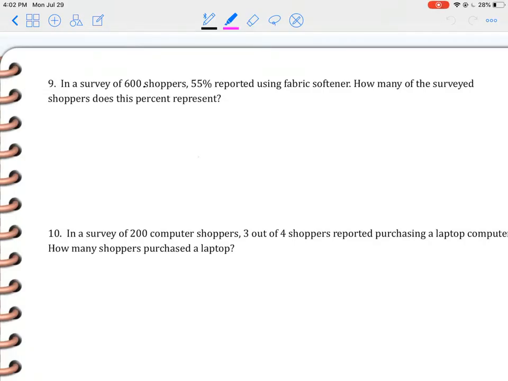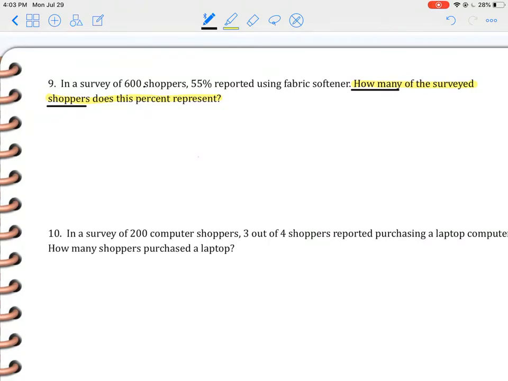Page 49, number 9. In a survey of 600 shoppers, 55% reported using fabric softener. How many of the surveyed shoppers does this percent represent? Bare bones is how many shoppers are we talking about?